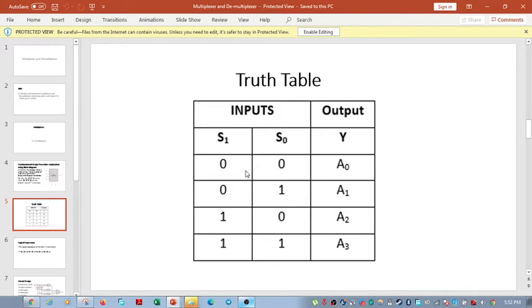Given that the input is 00, the output is A0. Given that the input is 01, the output is A1. Given that the input is 10, the output is A2. And given that the input is 11, the output is A3.